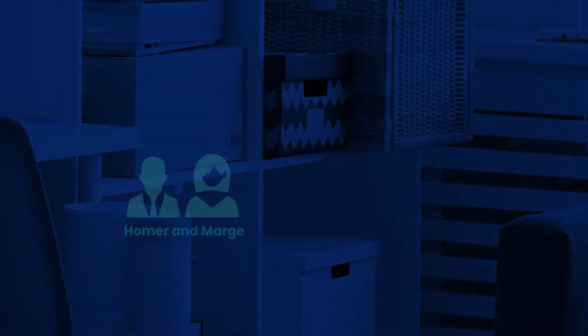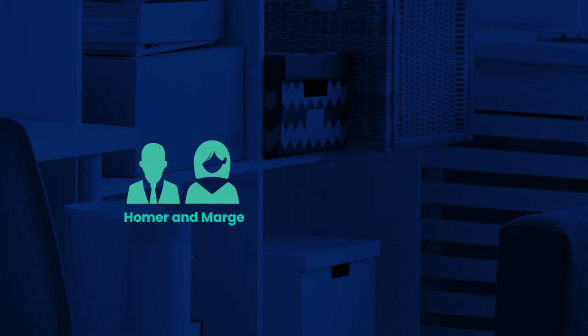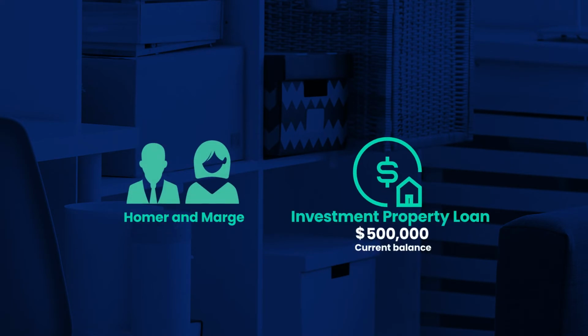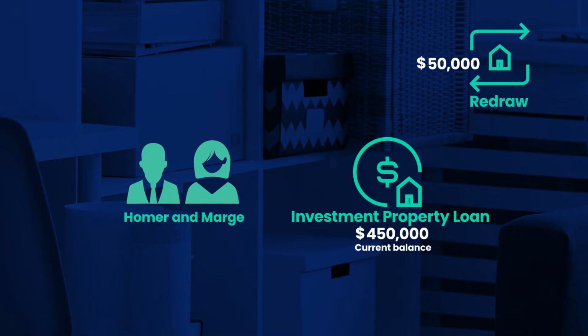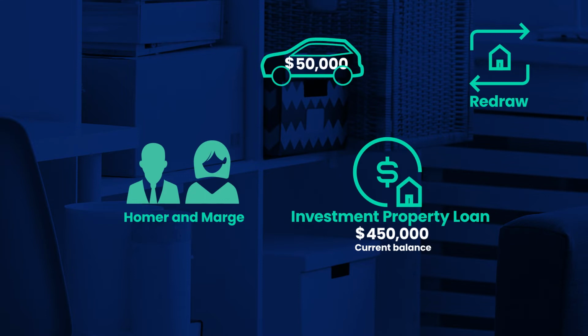So for example, you have Homer and Marge. They've paid off their home, they have an investment property with $500,000 currently owing on the home loan. They want to purchase a car, so they save up $50,000 into the redraw. So at the moment, they've got $50,000 in the redraw, and they're paying interest on that $450,000. Now they go and buy the new car, they spend the 50, transfer it out of the home loan, and now they're paying interest again on the full 500,000 because they've spent the 50.